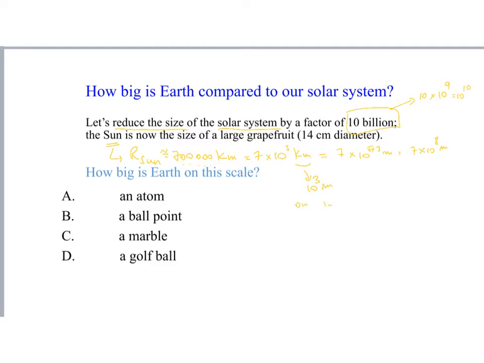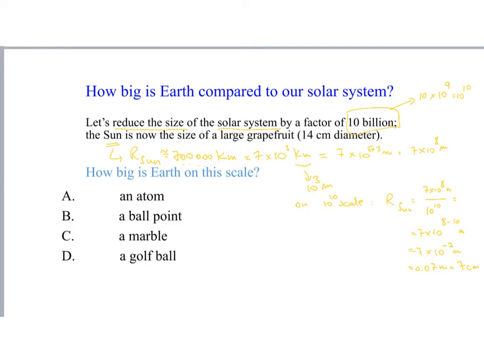On the 10 to the 10 scale, so reduced by a factor of 10 to the 10, the radius of the sun would be 7 times 10 to the 8 meters divided by 10 to the 10. Remember the division of the powers of 10, we're going to have 7 times 10 to the 8 minus 10 meters. That's 7 times 10 to the minus 2 meters, or 0.07 meter. That is 7 centimeters.